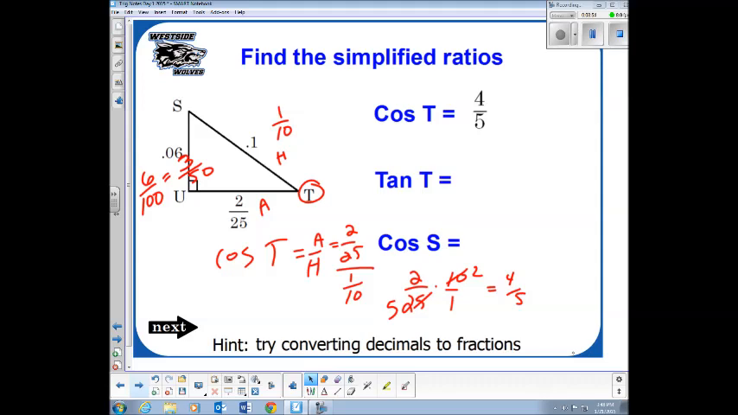Pause the video now, turn it back on, and you can see the answers. Okay, if you're checking these last 2 answers, there's that one, and there's that one for you to check with.